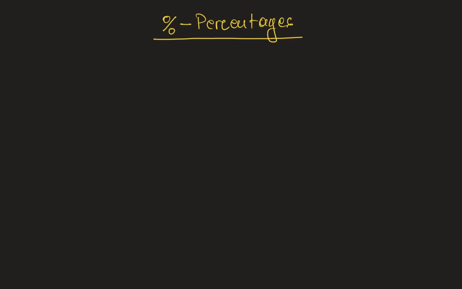So let's talk about percentages. First of all, let's start with an example. Let's say 5%. Every percentage can be written as a fraction over 100. So that 5% would mean 5 over 100. And then every fraction, in its turn, can be written as a decimal.